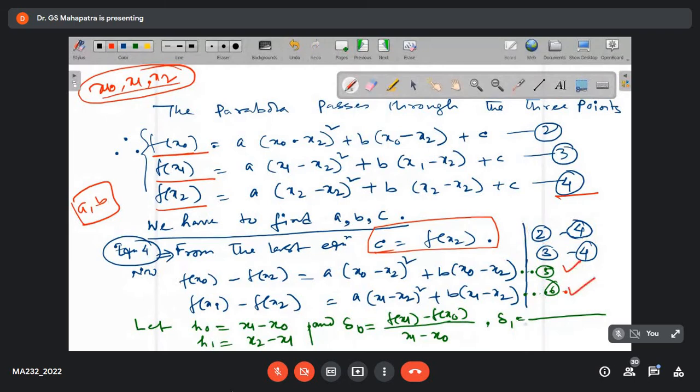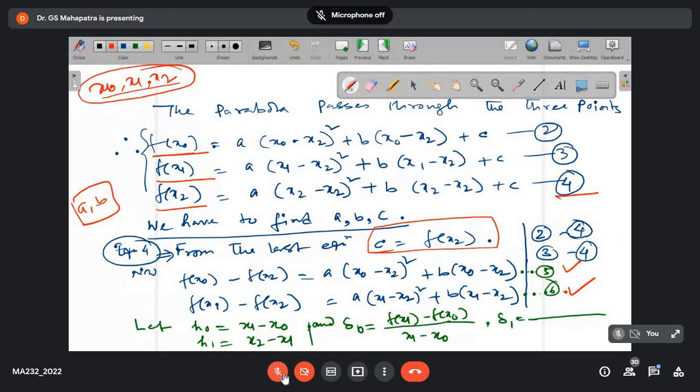Before solving this for a and b, we will write it in short or incremental form. Write down: h0 equals x1 minus x0. You have not studied till now the forward difference and backward difference, or have you studied forward or backward differences?